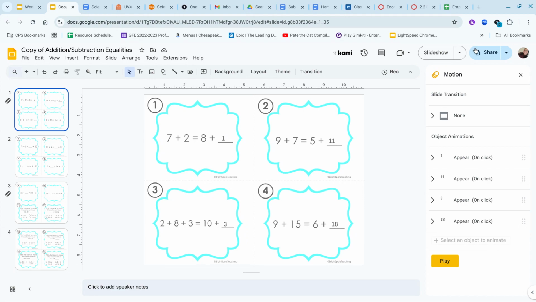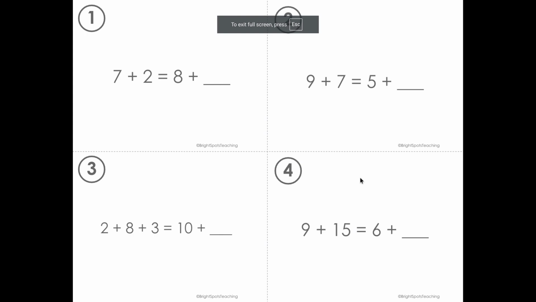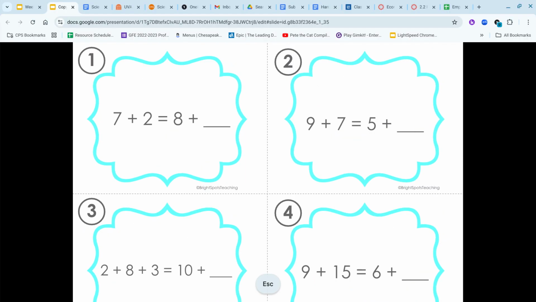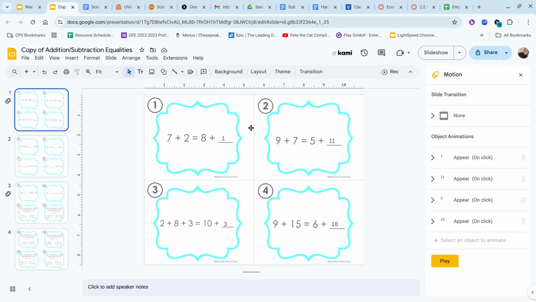It should say 7 plus 2 equals 8 plus what? I have to figure out what goes there. So in order to figure that out, I need to add 7 plus 2. 7 plus 2 equals 9. Well, now that I know that's 9, I would have to subtract 8 in order to get what number goes in this spot.